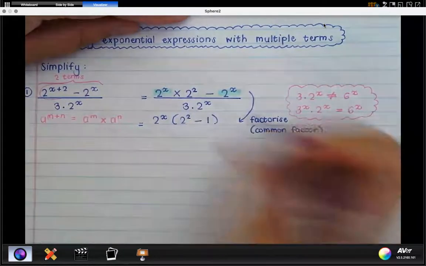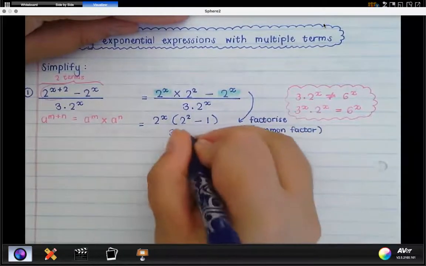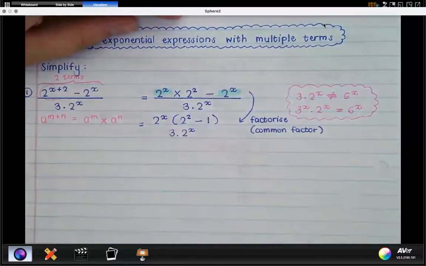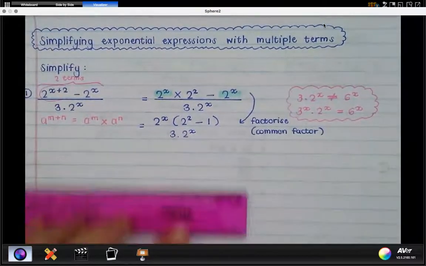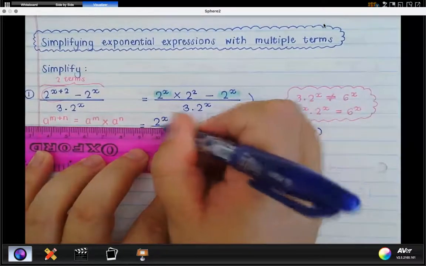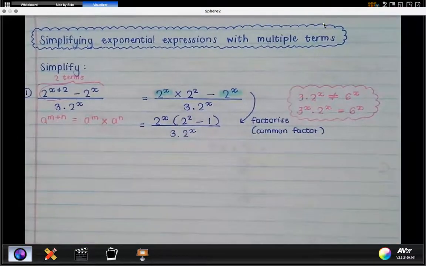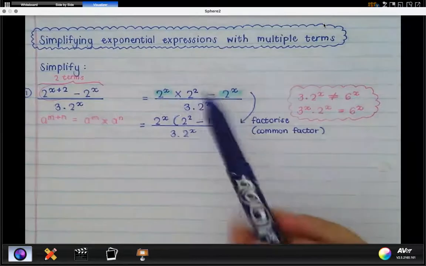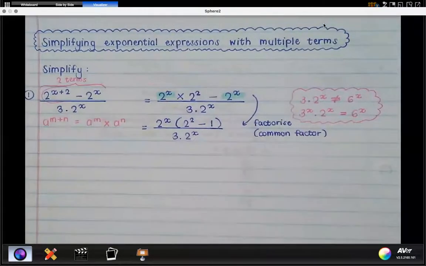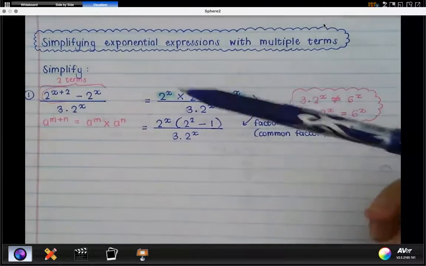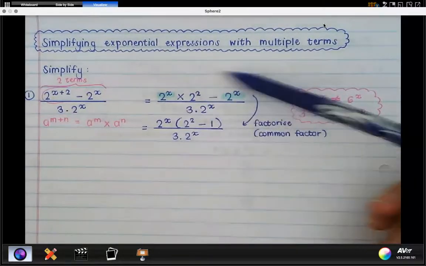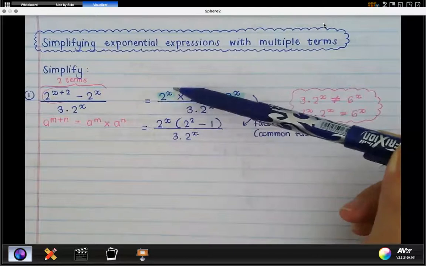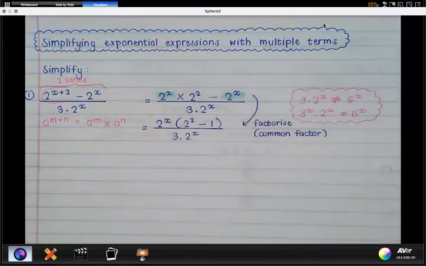At the bottom, there's still nothing I can do at the moment. It's just still a 3 times 2 to the x. I'm going to keep writing it like that. Now, guys, the reason why we factorize is so that we can go from multiple terms to 1 term. Because I hope that none of you were tempted to, in this line, say, oh, there's a 2 to the x and a 2 to the x, let's cancel them out.